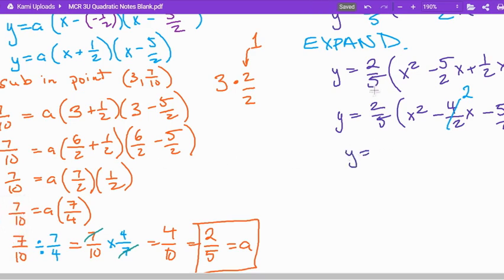And then I expand, or I distribute 2 over 5 to each term. So x squared times 2 over 5 is just 2 over 5, x squared. 2 over 5 times 2, you're just saying, it's going to be 4 over 5. 2 times 5 is 10. 5 times 4 is 20. And then we'll simplify the fraction.